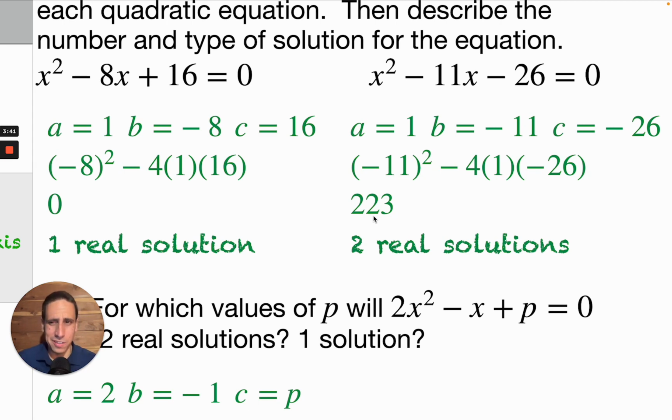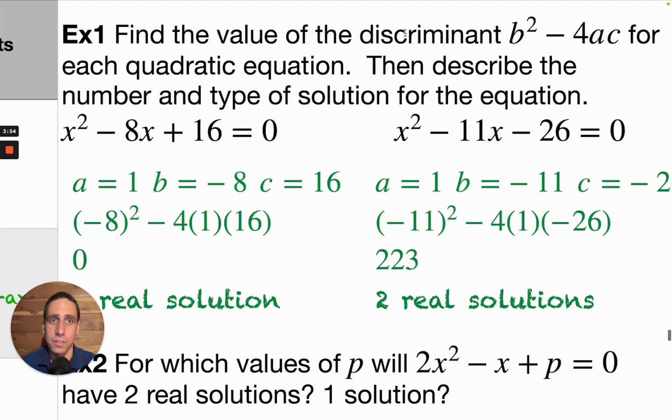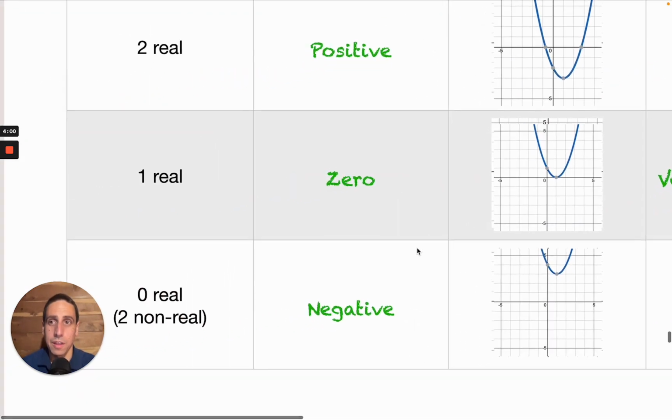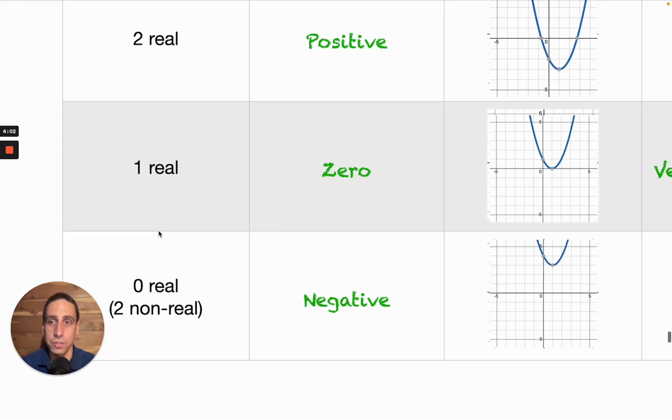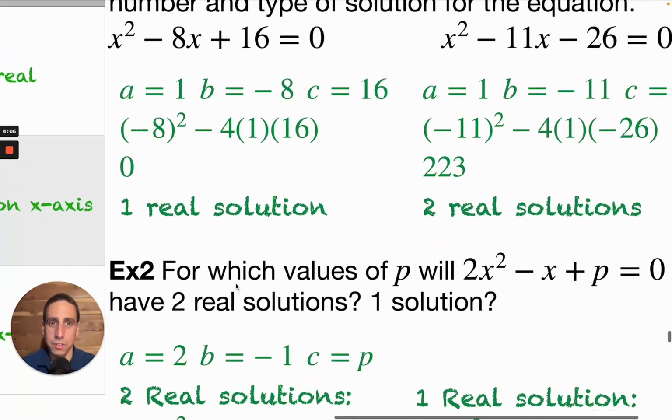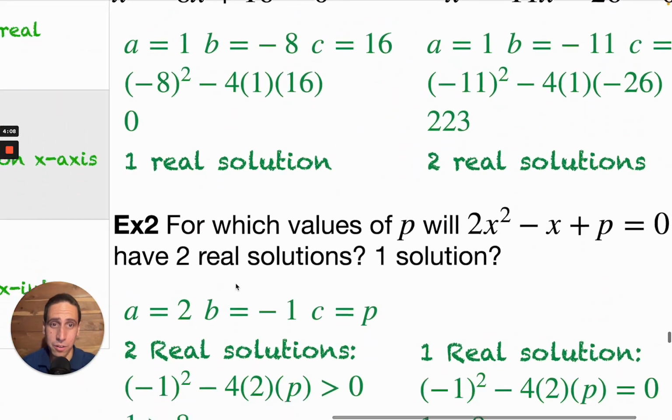I'm not sure what it is exactly, but it's a real number. So you're going to have two real solutions. We're not concerned about what the real solutions are. We're just looking to do a quick and dirty analysis of what category we are in. Are we going to be in two real solutions, one real solution, or 0 real solutions, or complex solutions? And that's all it'll look like.